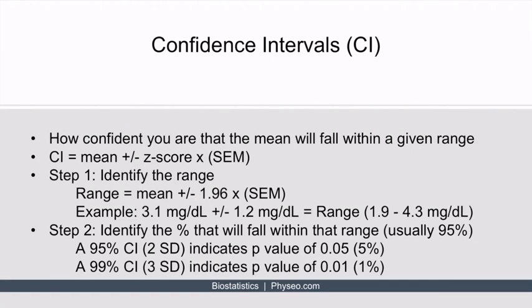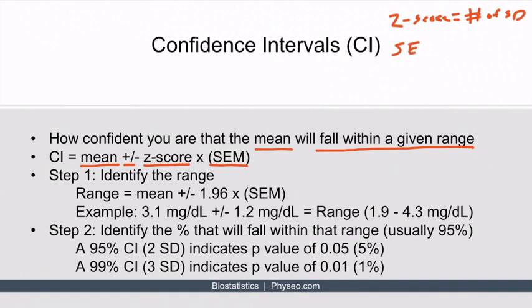Now let's talk about confidence intervals. A confidence interval tells you how confident you are that the mean will fall within a given range. The calculation for a confidence interval is the mean plus or minus the z-score times the standard error of the mean. Recall from section 1 that the z-score is simply the number of standard deviations. Also recall that the standard error of the mean is the standard deviation divided by the square root of n.